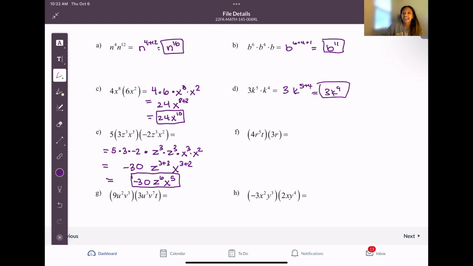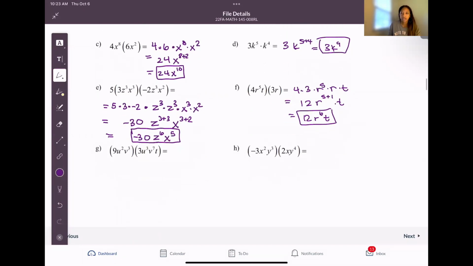For part F, this would be 4 times 3, and then times r to the 5th, times another r, and then times t. We multiply 4 times 3, that's 12. R to the 5th times r would be r to the 5 plus 1, and then times t. So we should have 12 r to the 6th t.